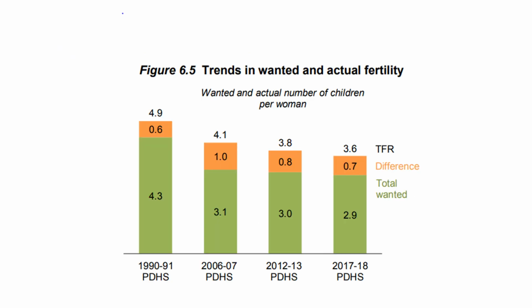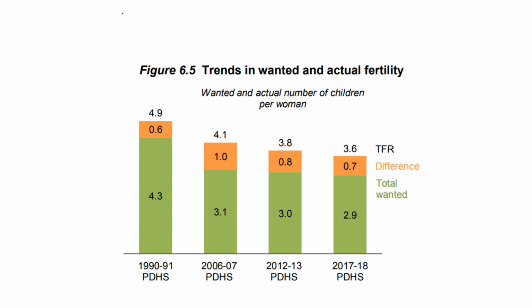So let's look at this chart and try to understand it in the light of what we have learned in the previous 4 slides. So here the title is given at the top of the bars, and the title is Trends in Wanted and Actual Fertility. In other words, if a woman wanted to become pregnant and if she did become pregnant, then what are the trends in terms of the number of women who do become pregnant and the number of women who don't become pregnant. So in this slide they have written the wanted and actual number.